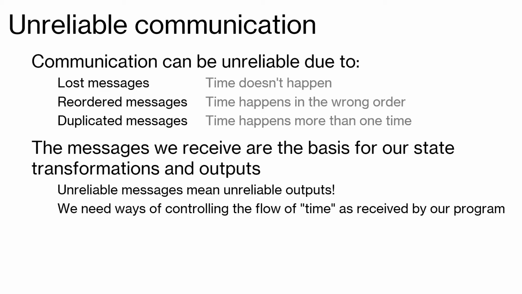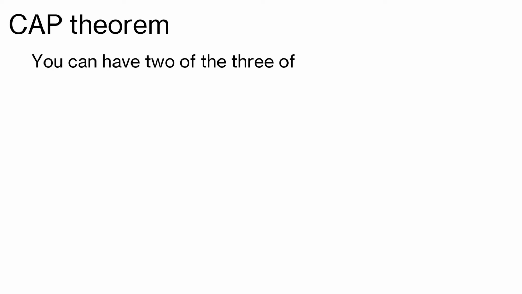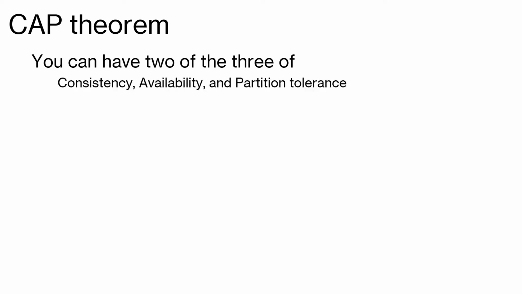I don't know if you've been through this before. The CAP theorem, have you touched this before? No? Okay. I'm not going to go through the math because who cares? But it states that you can have 2 of the 3 of the following. You can have consistency, availability, and partition tolerance, but only 2 of the 3. If you want 2 of them, you have to give up the other one.